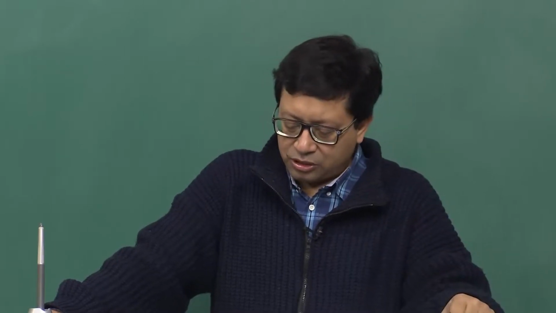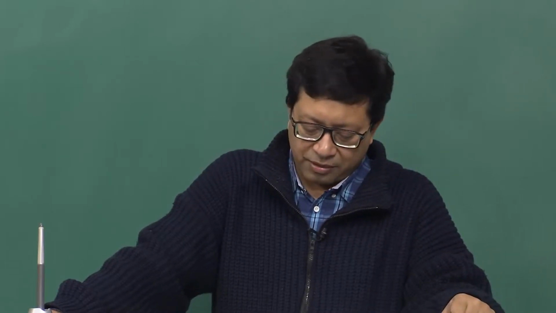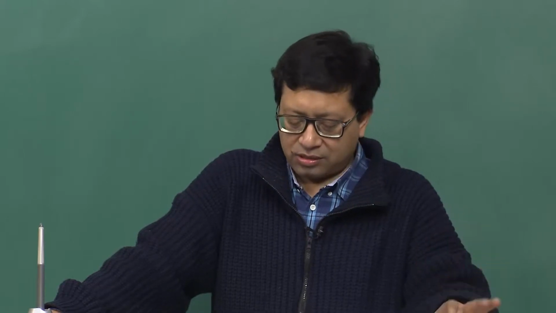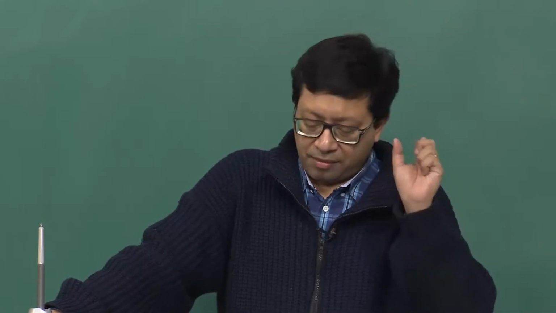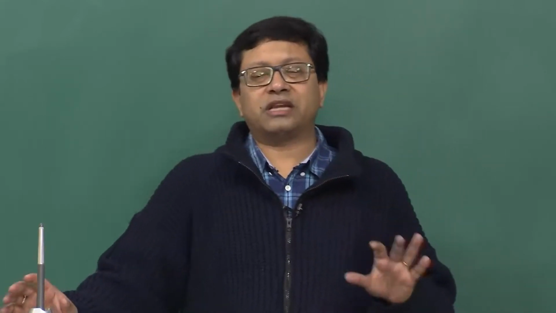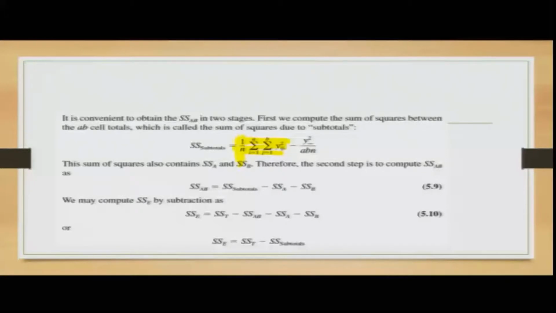Therefore, the second step is to compute SSAB. Now what are these? SSAB would basically be the sum of the subtotals minus, so it is like this. I will try to explain.